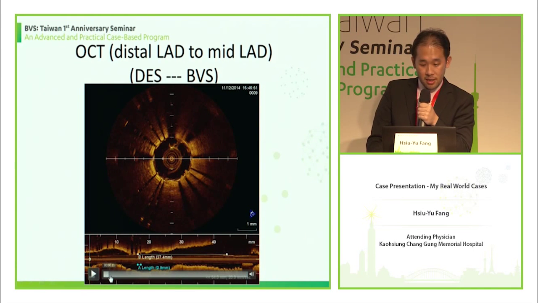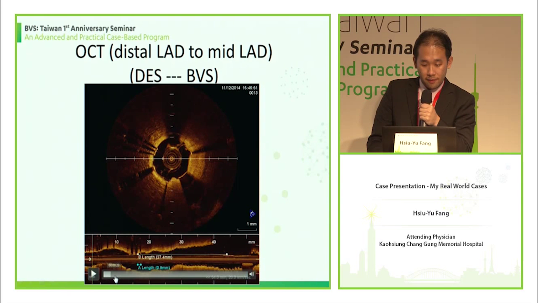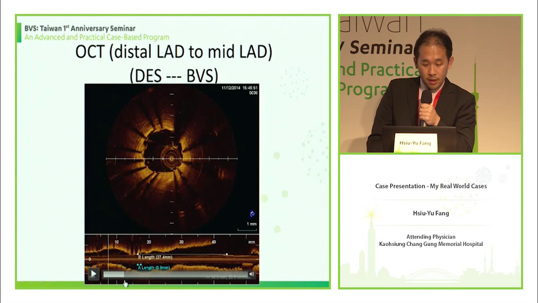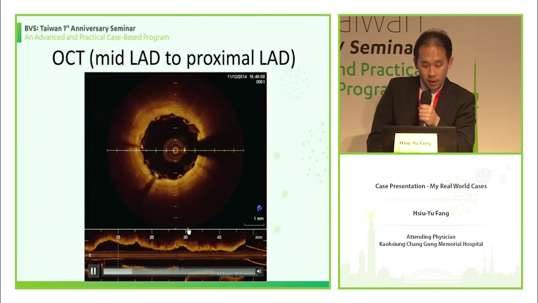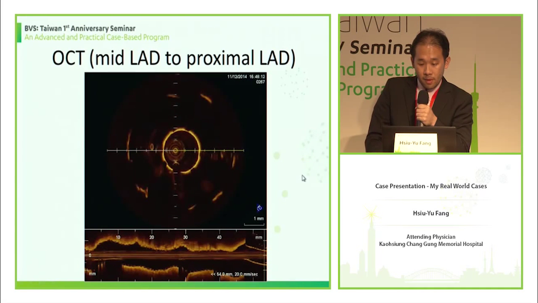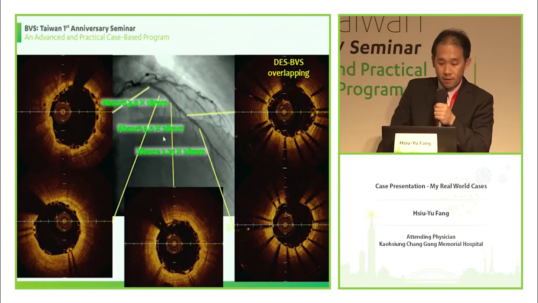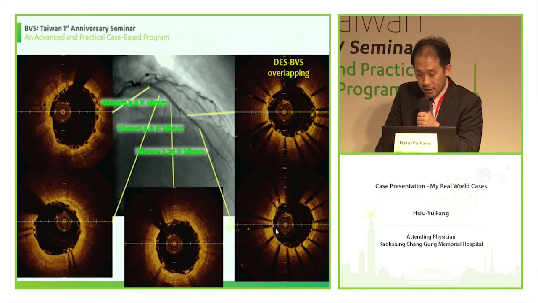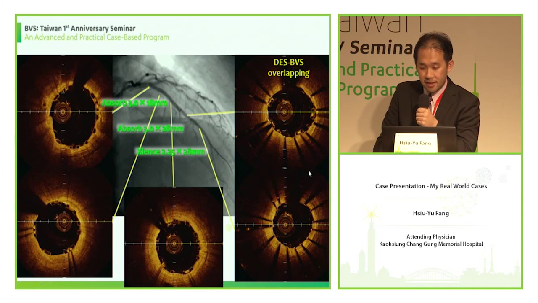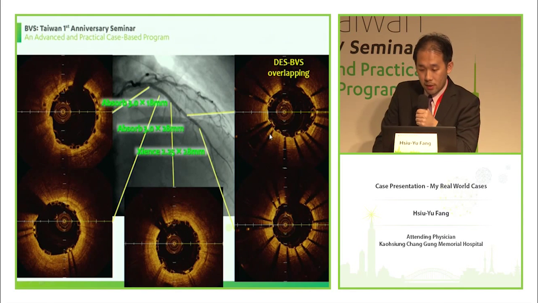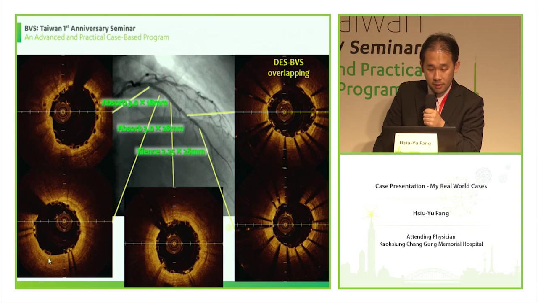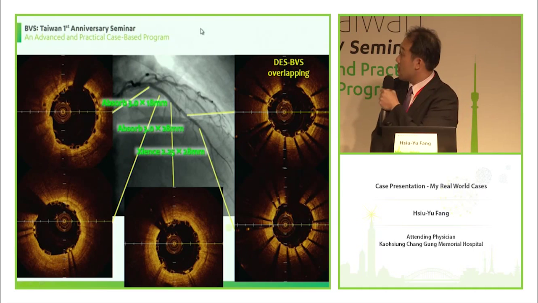In this portion, we can see that this is the distal LAD, the 2.25 DES. And this is also the DES. And this is mid LAD to proximal LAD. From the very distal, we have DES only, the 2.25 Xience 28. And at the overlapping DES and BVS portion, you can see one layer of DES and one layer of BVS overlapping. And from the mid to proximal and to ostial LAD, it shows good strut apposition, well positioned, finally.